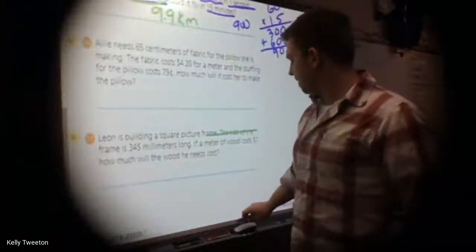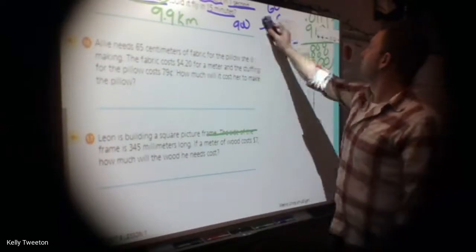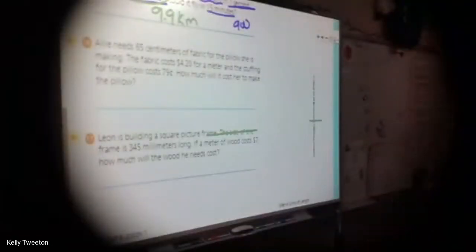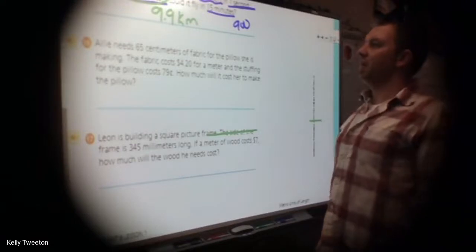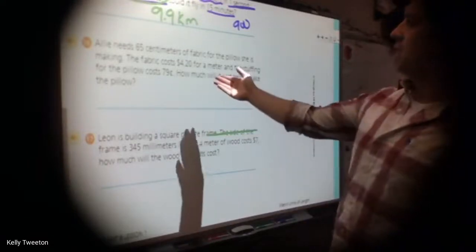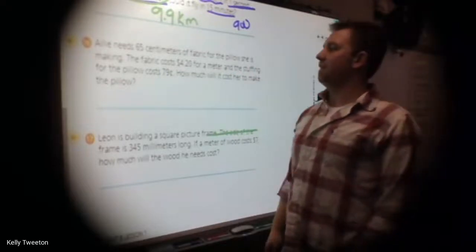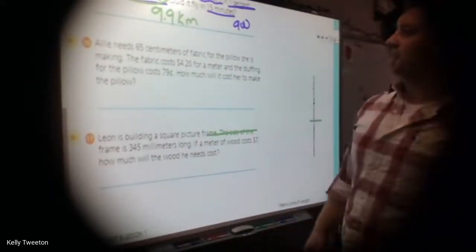Number 16. I'll get rid of some more stuff here. I need 65 centimeters of fabric for the pillow that she is making. The fabric costs $4.20 for a meter, and the stuffing for the pillow costs 79 cents. How much will it cost her to make the pillow?